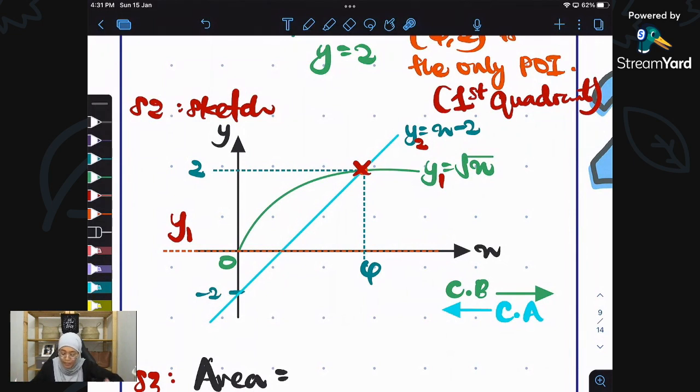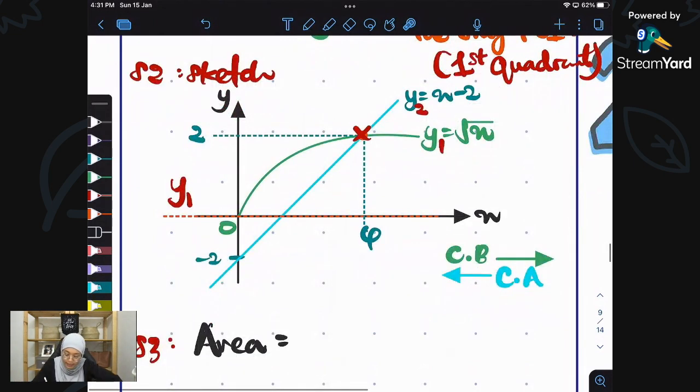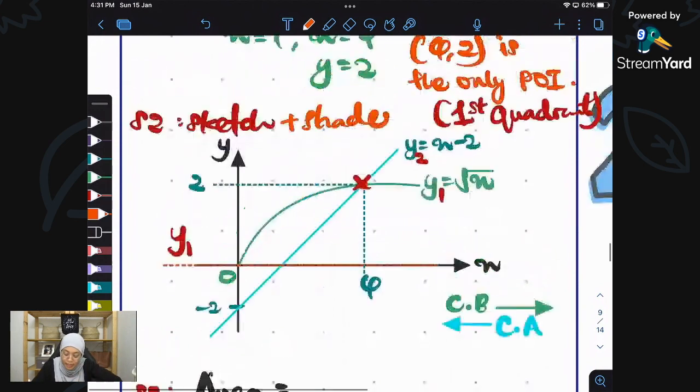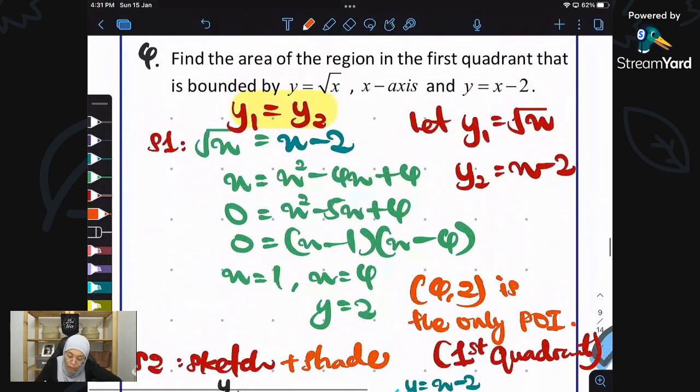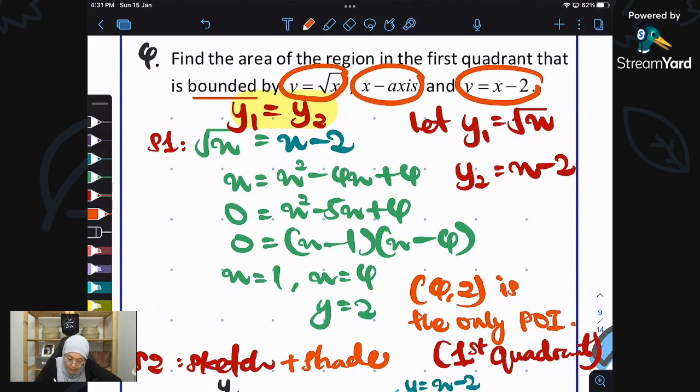So let's see how we can solve this and find the area of the region, but then we need to sketch it first. Okay, first of all, after that sketch we are going to shade the region. So how do we shade it? How do we know where is the region that we want? It is actually, they say from the question, it should be bounded. The area should be bounded by the square root, the linear, as well as this x-axis.